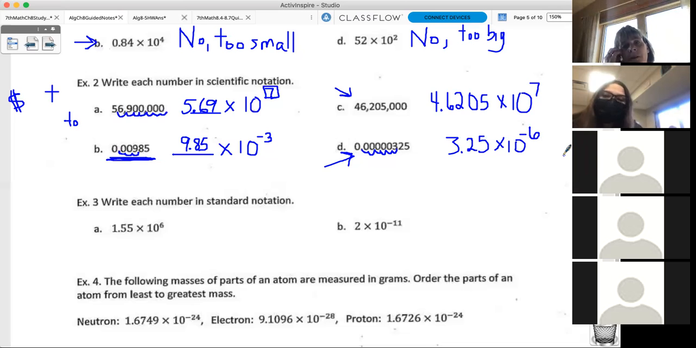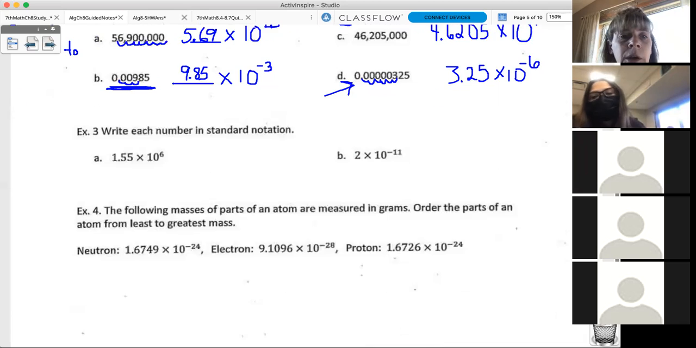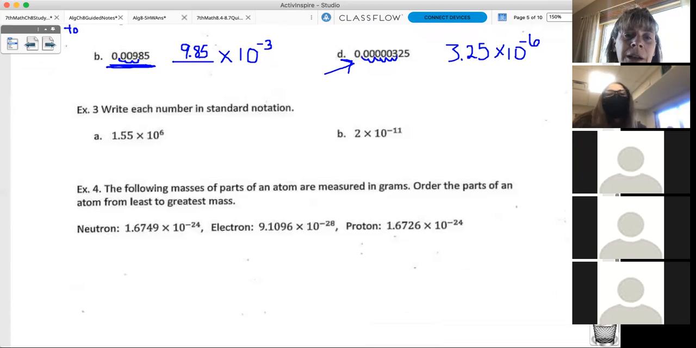Hey, you guys, so far so good, huh? Is this pretty good? Awesome. All right, but now we got to go back the other way. So now we have scientific notation and we need to change it into standard notation. So I have 1.55 times 10 to the 6th.